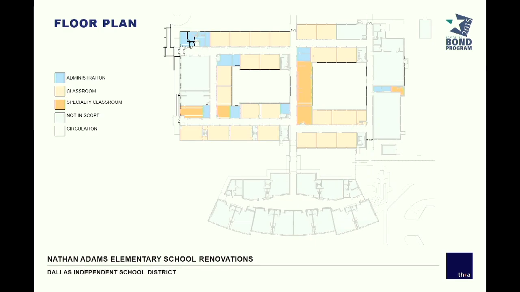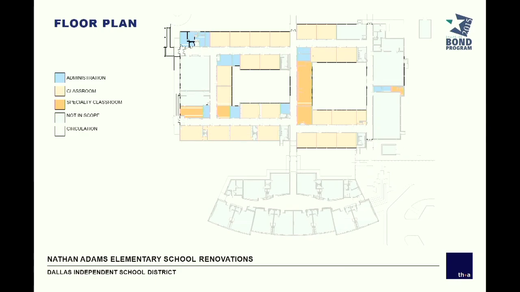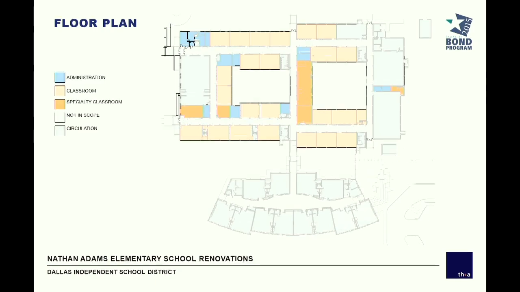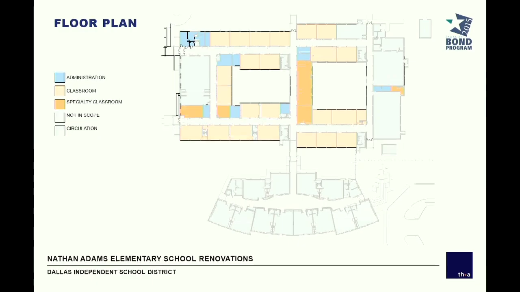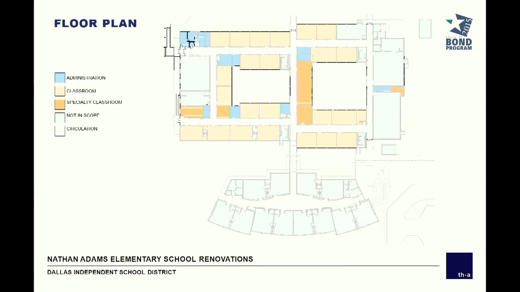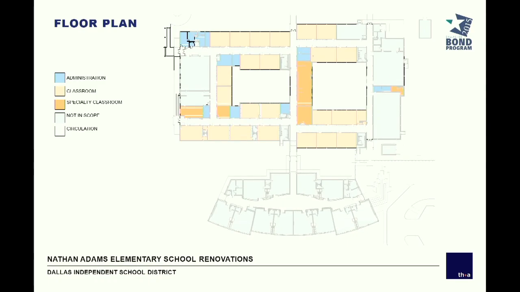All right. The floor plan shows the main areas of the flooring replacement. The interior and exterior painting, like I mentioned, is going to be at all areas where there are existing painted surfaces. They will receive new paint. This plan helps to identify some of the admin classroom areas, specialty classroom areas, where the flooring will be replaced. Again, VCT will be replaced with VCT, carpet with carpet.